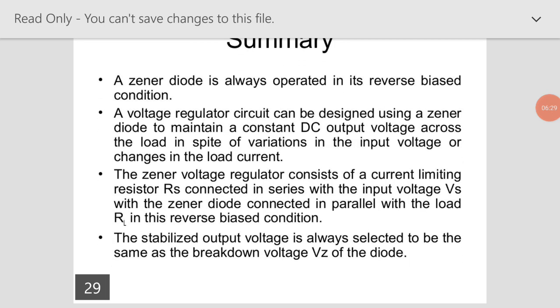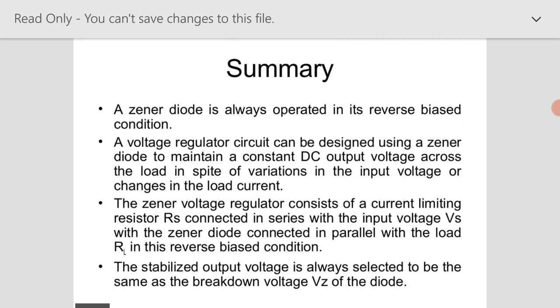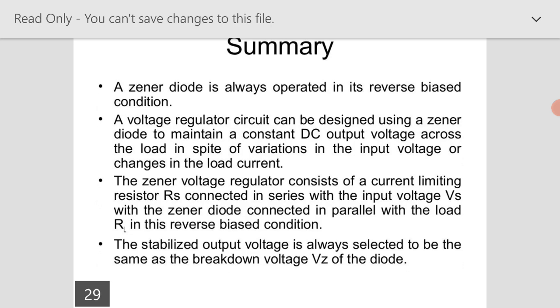The summary of the Zener diode is: a Zener diode is always operated in its reverse bias condition. A voltage regulator circuit can be designed using a Zener diode to maintain a constant DC output voltage across the load in spite of variations in the input voltage or changes in the load current. The Zener voltage regulator consists of a current limiting resistor Rs connected in series with the input voltage Vs, with the Zener diode connected in parallel with the load RL.